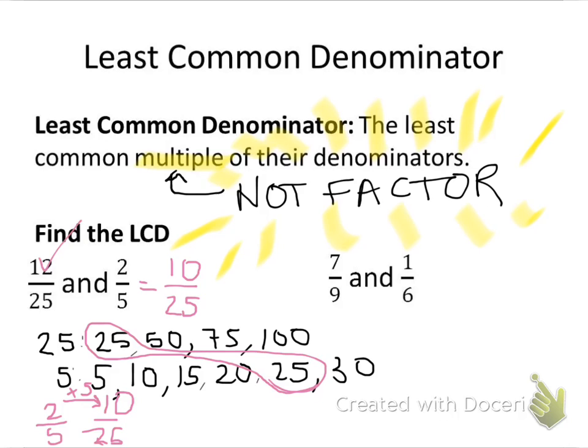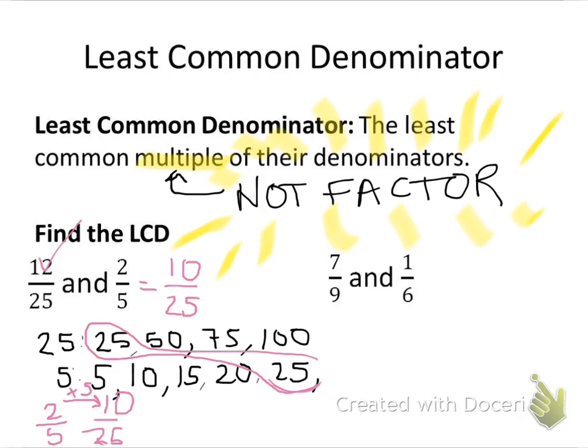If you feel ready, I recommend you try the next example on your own and then click play afterwards to see if you got it right. If not, feel free to follow along with me. Okay, let's start it now. We need to find the least common denominator of 7/9 and 1/6.